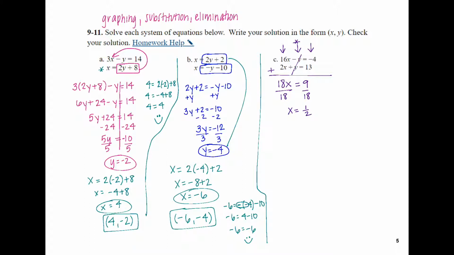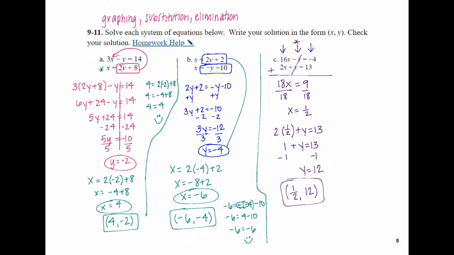I then need to plug that back in. 2 times 1/2 plus y equals 13. Half of 2 is 1. Inverse of positive 1 is negative 1. y is equal to 12. My ordered pair is (1/2, 12).